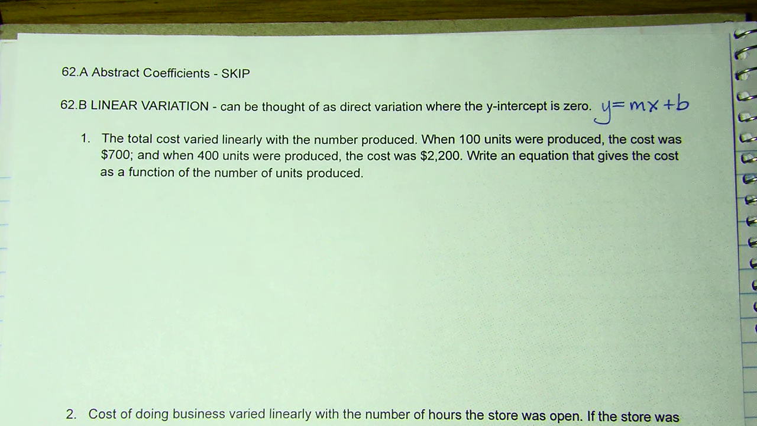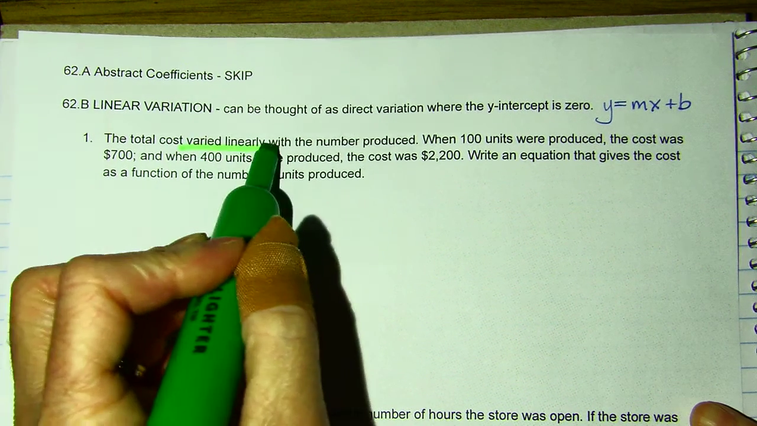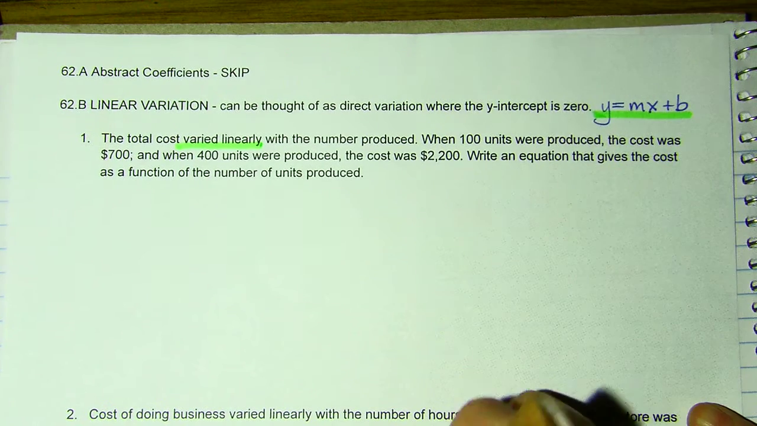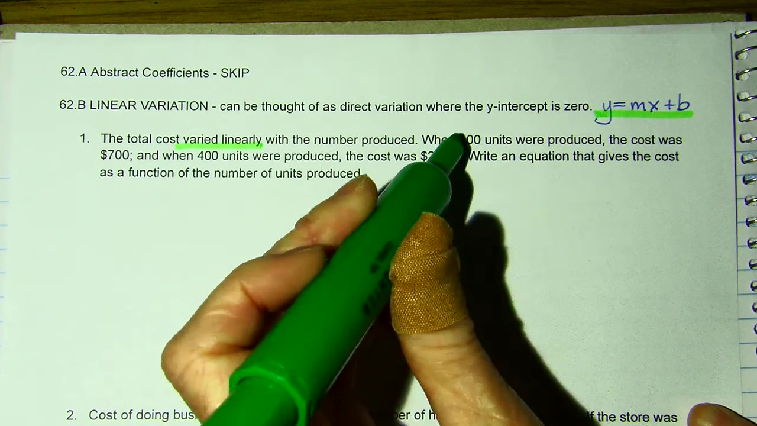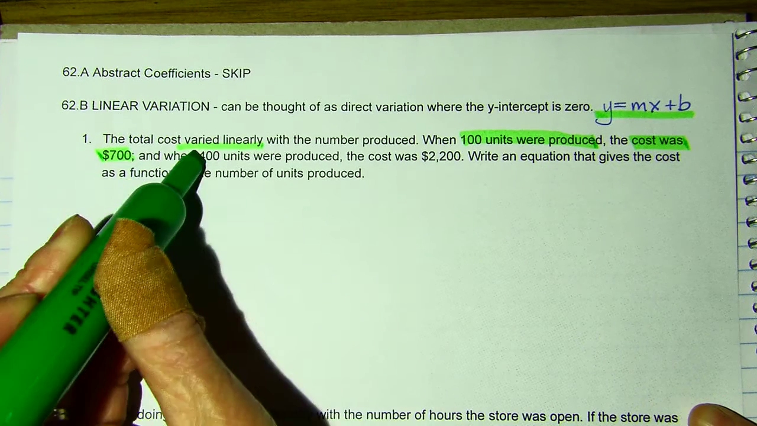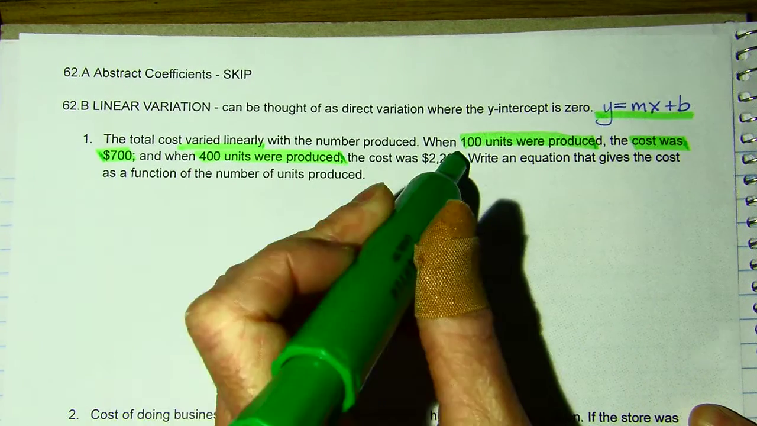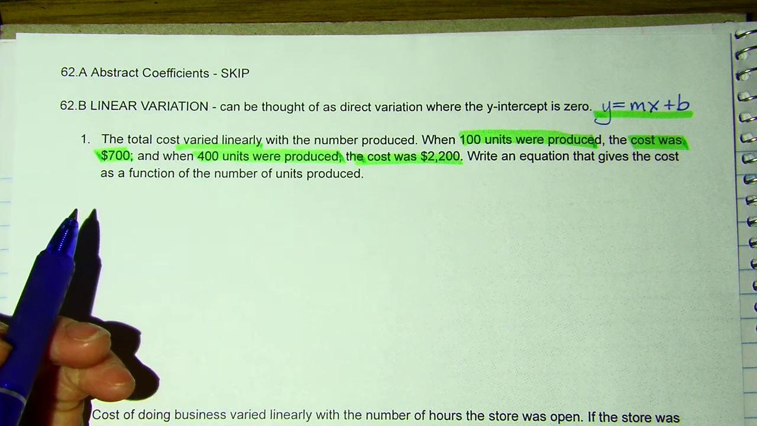So number one, the total cost varied linearly with the number produced. So this is what is cluing us into using the linear form of an equation. So when 100 units were produced, the cost was 700. When 400 units were produced, the cost was 2,200. Write an equation that gives cost as a function of the number of units produced.